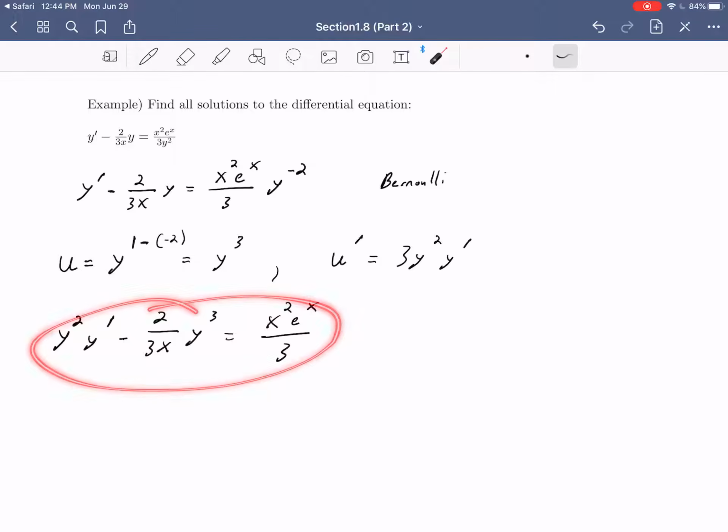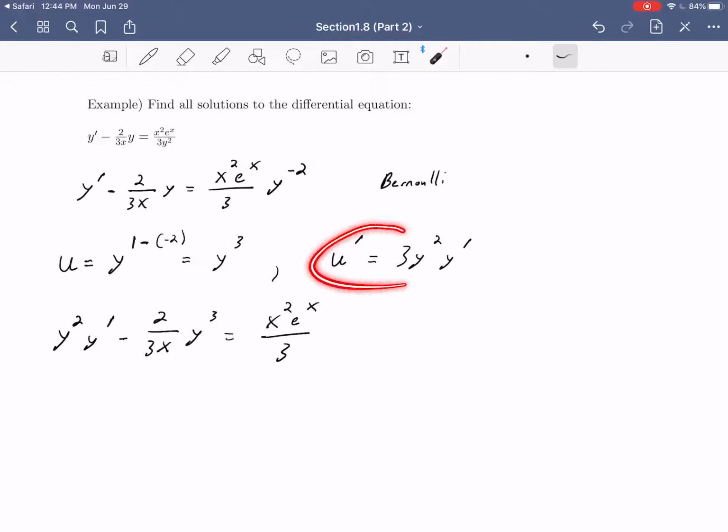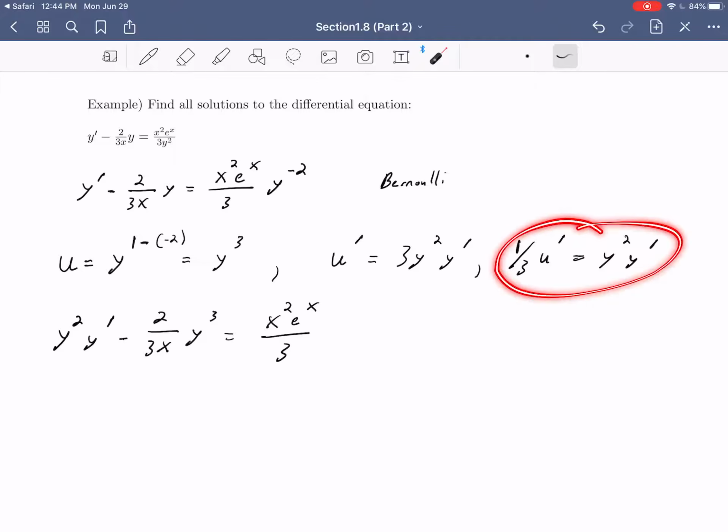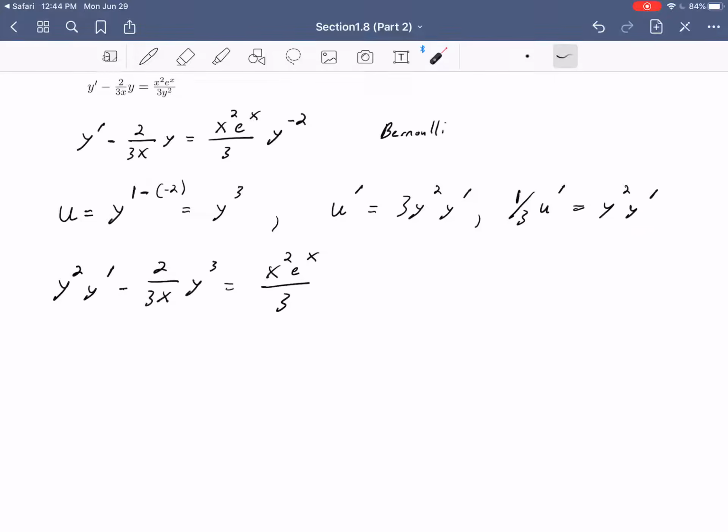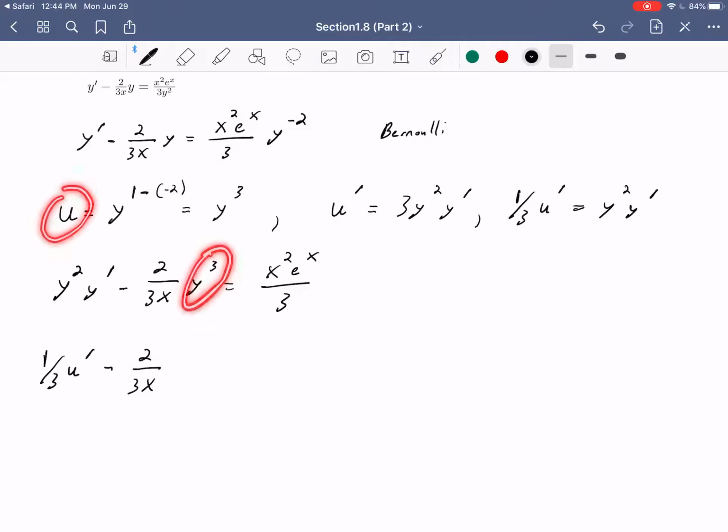Okay, at this point, we can start to see, okay, this looks good. That's going to be our u there. This is looking closer to what we want. We can just do a slight modification and divide the 3 over, and we can see that 1/3 u prime is going to be y squared y prime. Now we can use that to plug into here. All right, so let's go ahead and do that. We get 1/3 u prime minus 2 over 3x. This y cubed is now equal to u, so we have our u there, and we have x squared e to the x over 3.